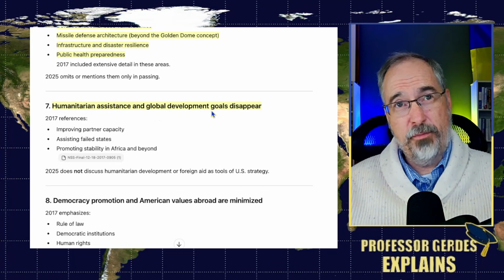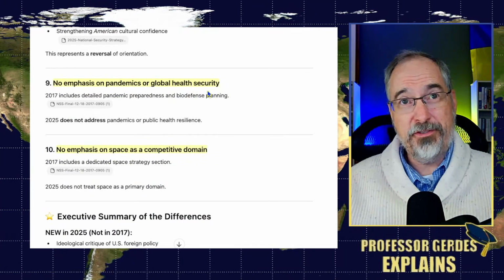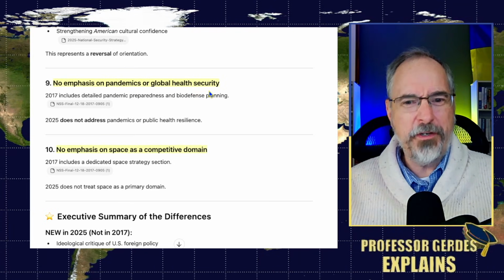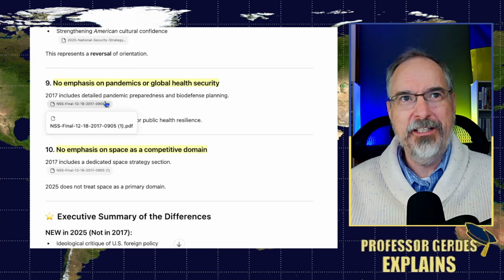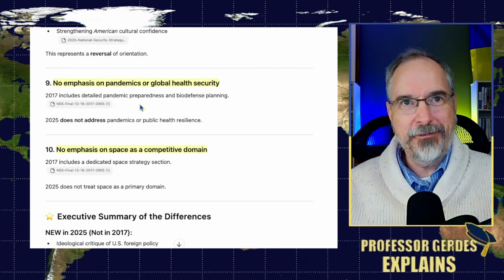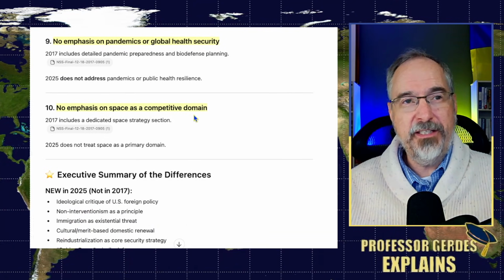Humanitarian assistance and global development goals disappear. No emphasis on pandemics or global health security. Ironically, they were talking about pandemics before the 2020 pandemic. This was in 2017, and they were saying, yeah, we've got to be prepared for what could be coming down the pike. And then we had 2020. No emphasis on space as a competitive domain.